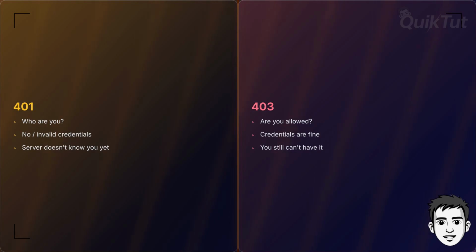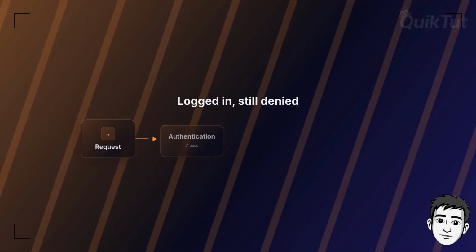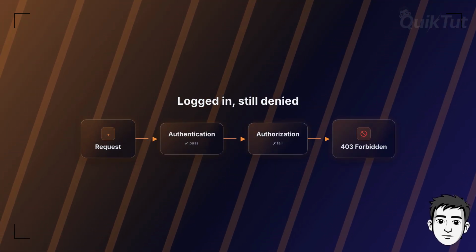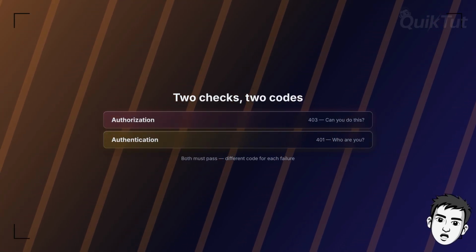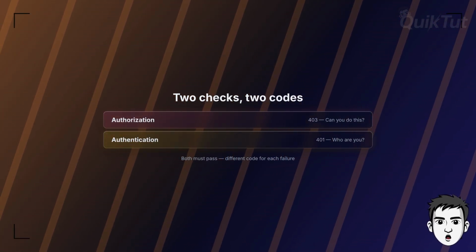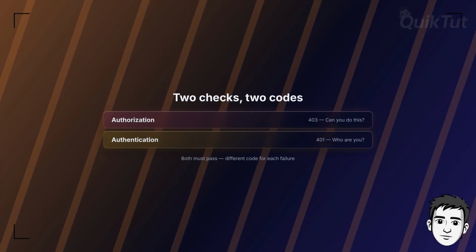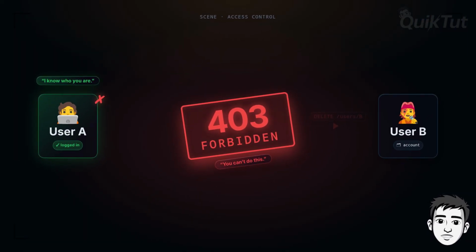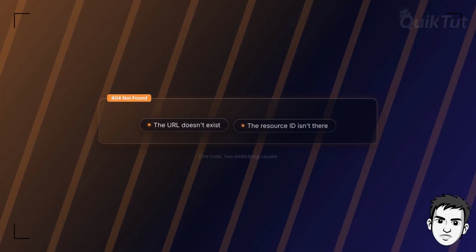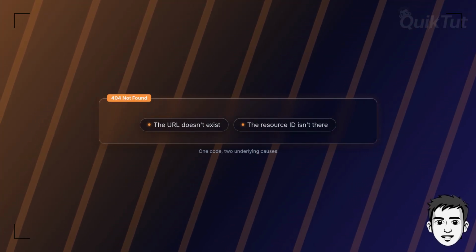Now the question is, are you allowed? You're logged in, the server knows exactly who you are, and the answer is still no. Mnemonic: 401 means unauthenticated, 403 means unauthorized. Auth versus permission. Logged in user A trying to delete user B's account? Textbook 403.